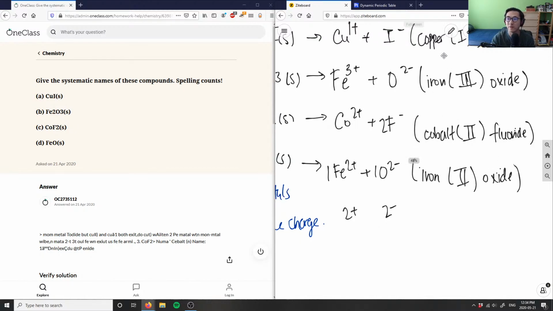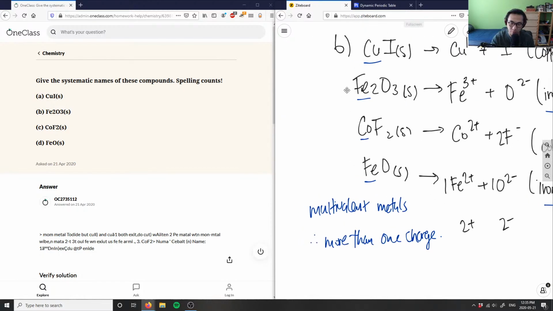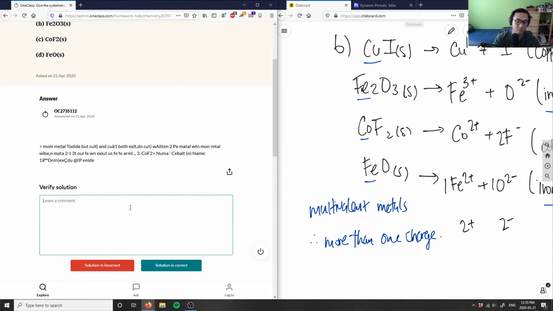So these are very, very tricky. When we talk about iron 3 oxide and iron 2 oxide, they're very different compounds. As you can see, Fe2O3 and FeO are different compounds here. So again, the solution is incomplete.